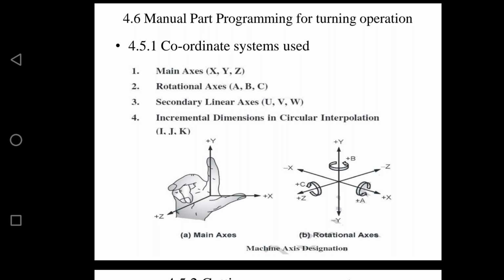Next come the rotational axes, indicated with the letters A, B, and C. The designation of each rotational axis is based on the linear axis about which the rotation occurs.